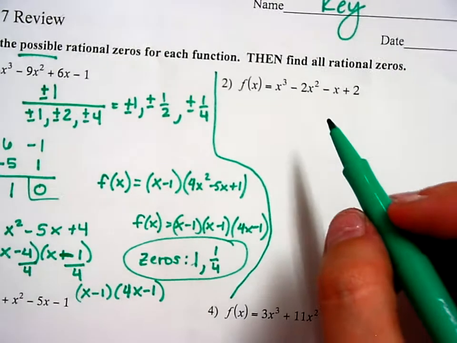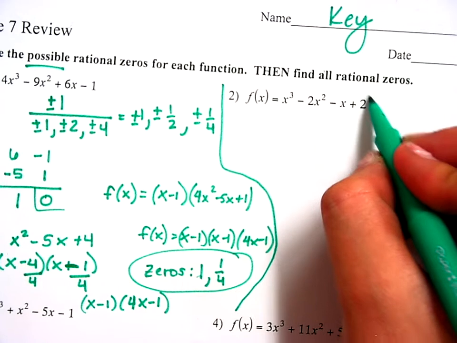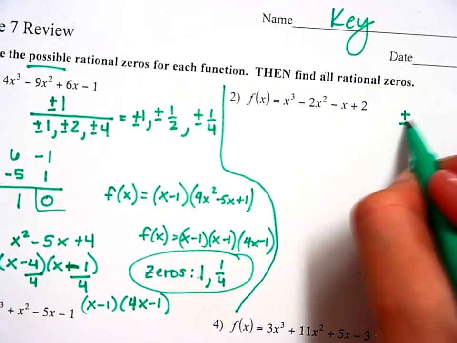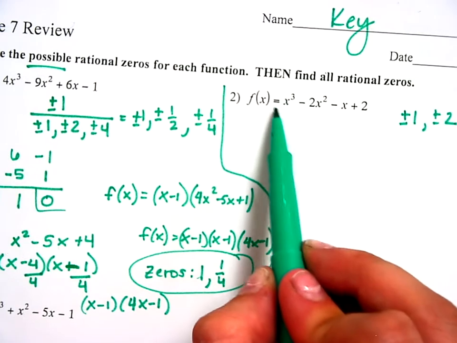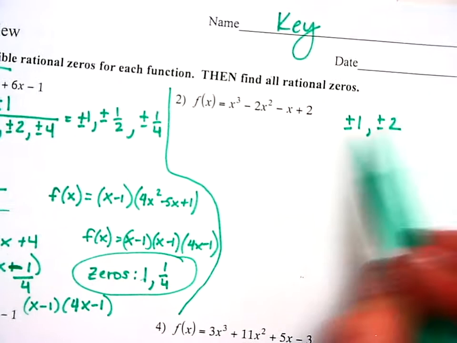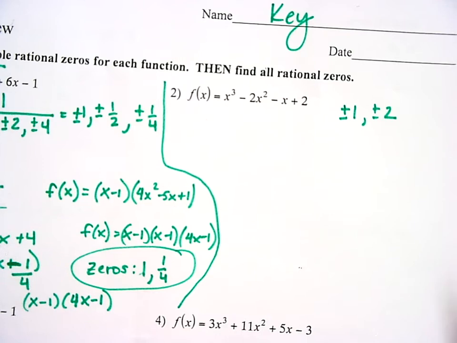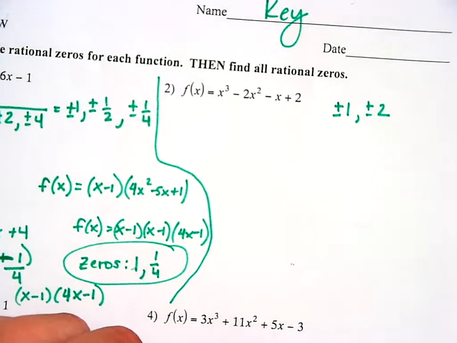Okay, next one, we kind of separate this out. This one, again, we're going to write all of the possible rational zeros first. So we're going to take factors of 2, plus or minus 1, plus or minus 2, and we're going to divide by all the factors of the leading coefficient. Now the leading coefficient is just 1, so that means we can just stop here. Those are all the possible rational roots. So again, let's start with one of these, and let's try -1 this time.